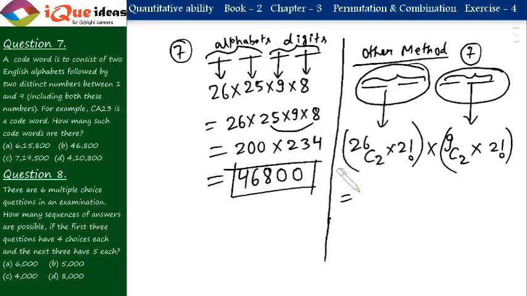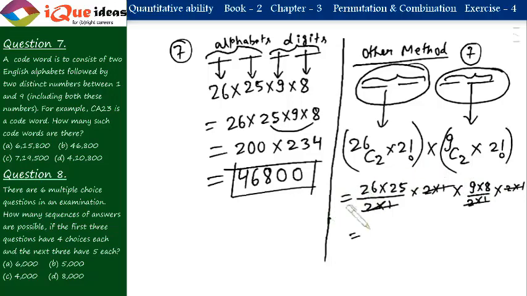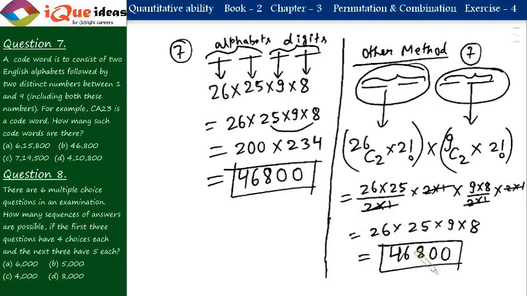You can check. 26C2 will be 26 into 25 by 2 into 1, into 2 factorial is 2 into 1, multiplied by 9C2 is 9 into 8 by 2 into 1, into 2 factorial is again 2 into 1. So 2 into 1 is cancelled here, 2 into 1 is cancelled here, and we have the same calculation 26 into 25 into 9 into 8, which obviously will come out to be 46,800. So whichever way you like, you can apply. Okay.